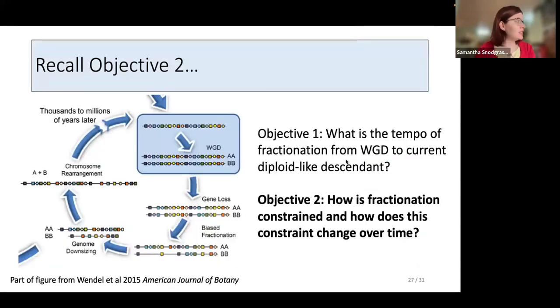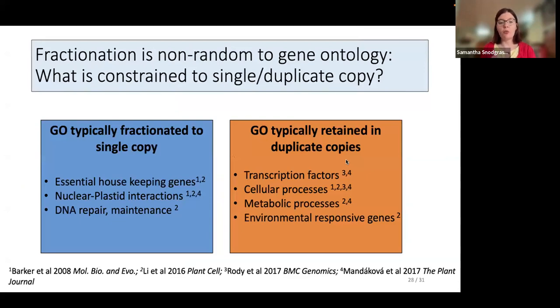So since I have just a little bit of time, I'll briefly talk about objective 2, which is thinking about fractionation and constraint. The idea being that some genes tend to be fractionated at certain times versus others. So what is fractionated when? Across several different lineages, they have done these types of analyses where they found that certain gene ontologies tend to fractionate almost immediately to single copy.